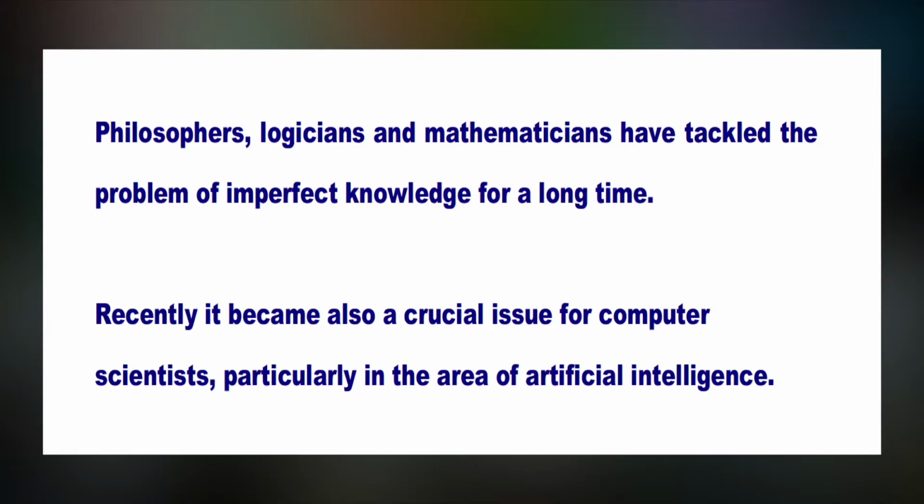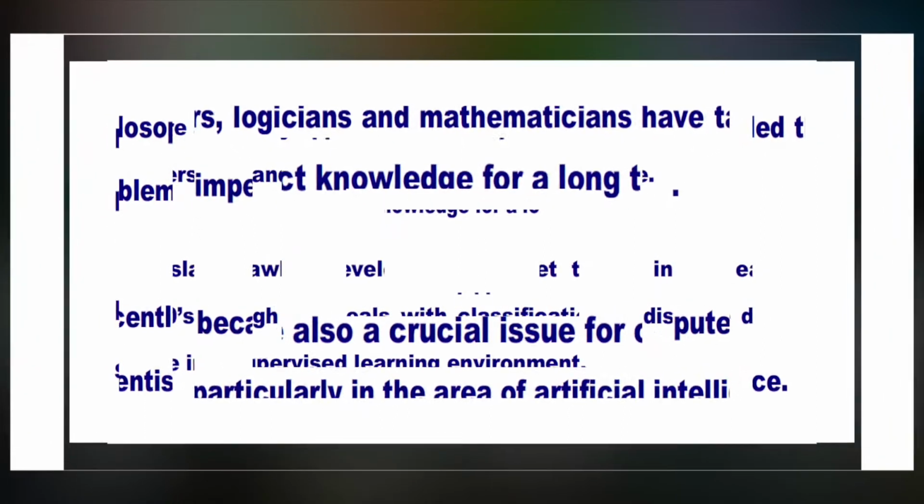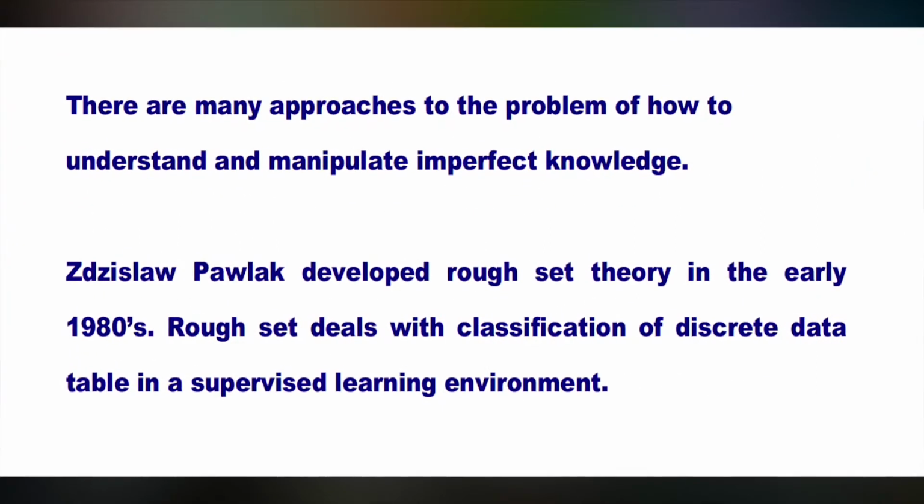Philosophers, logicians and mathematicians have tackled the problem of imperfect knowledge for a long time. And recently it has also become a crucial issue for computer scientists, particularly in the area of artificial intelligence. There are many approaches to the problem of how to understand and manipulate imperfect knowledge. Zdzislaw Pawlak developed rough set theory in the early 1980s. Let us see what rough set theory is.